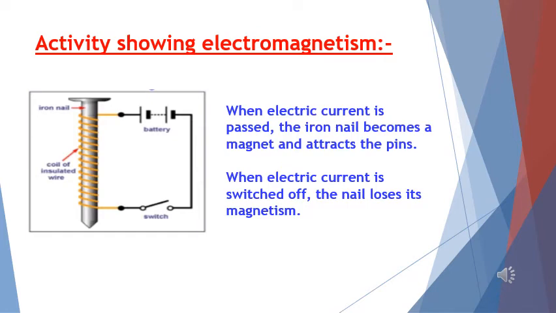So we can demonstrate this by doing an activity. Here we'll try to make an electromagnet. We'll take an iron nail and we'll wind an insulated wire around this nail. We'll connect it to a switch and a battery. Now whenever electric current is passed, the nail becomes a magnet, and to test this we can bring some pins near it. When the current is switched off, the nail loses its magnetism.